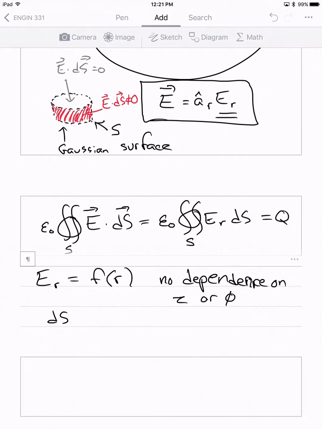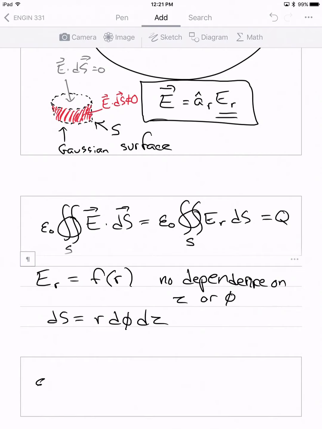So we have to do our integral all the way around in phi, so we're going to get an r d phi from going in that direction, and then we're also going to get a dz from going up and down. So that's going to be r d phi dz.